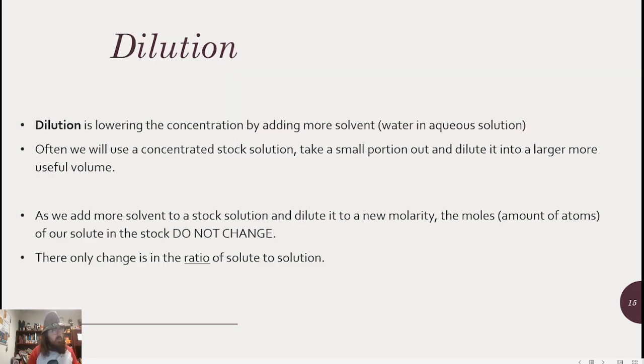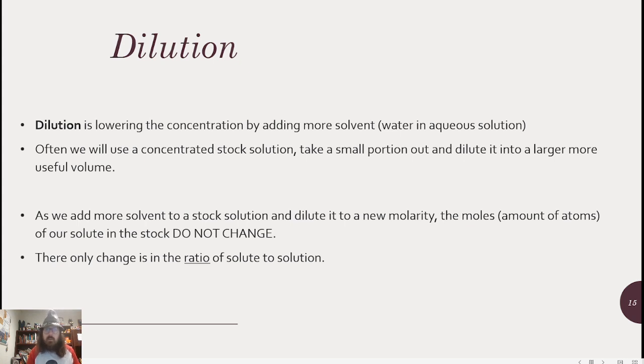Now, oftentimes we will not be just directly calculating molarity. We will often have to make solutions in lab. And this process of making a solution, especially by adding more water, is a process called dilution. We're going to change a concentrated solution into a dilute solution by adding more solvent. This is the easiest thing in the world to do. You just add more solvent and mix it up to make sure it's homogeneous.